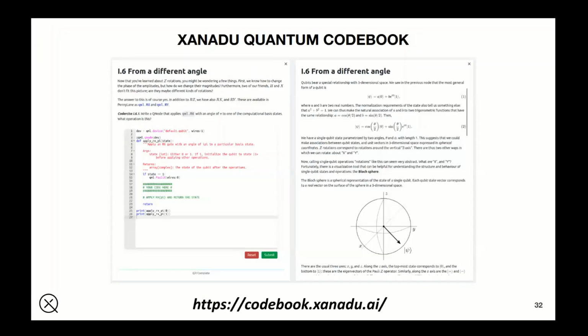If you are keen to learn more about quantum computation in general, and you would like to do that by learning with PennyLane, the XANADU Quantum Codebook is a great start there. This has been a curated set of questions that you can solve through and just go through while using PennyLane and learning more about quantum computing.